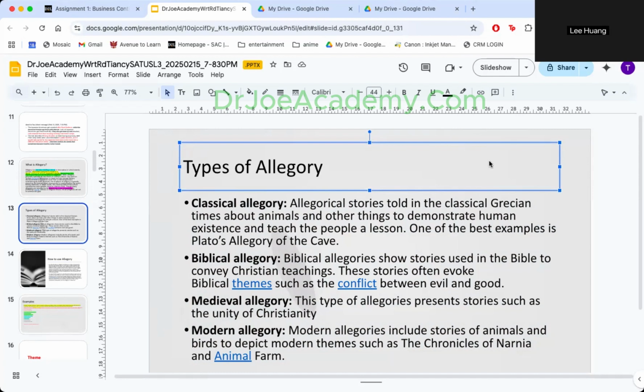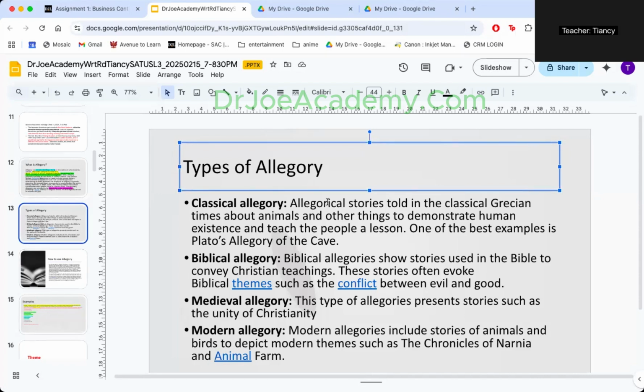Classic types of allegory. Classic allegory: allegorical stories told in the great classic Grecian times about animals and other things to demonstrate human existence and teach the people a lesson. One of the best examples is Plato's allegory of the cave. Biblical allegory: Biblical allegory shows stories used in the Bible to convey Christian teachings. These stories often evoke biblical themes such as conflict between evil and good. Medieval allegory: this type of allegory presents stories such as the unity of Christianity. Modern allegory: modern allegories include stories of animals and birds. This depicts modern themes such as the Chronicles of Narnia and Animal Farm.